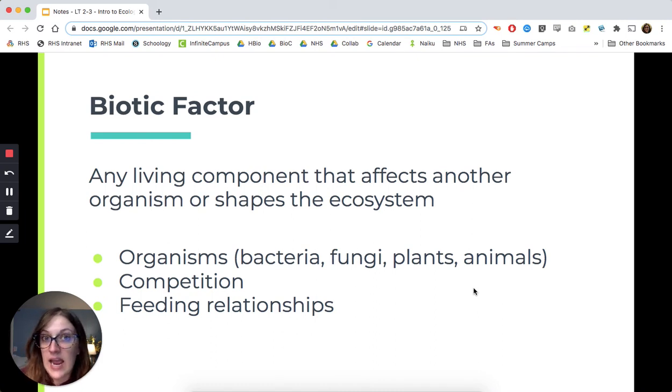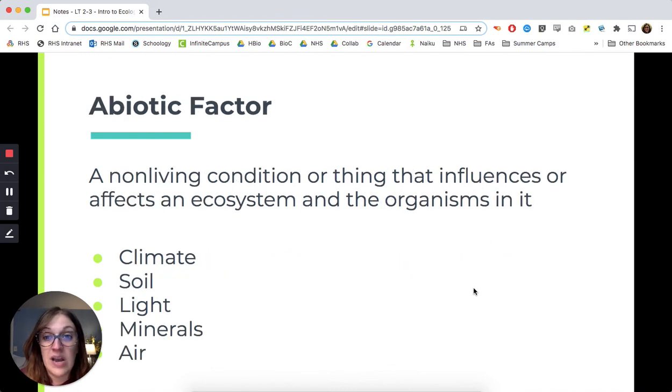If we were to add an A on front of biotic, it means not. So not living means abiotic. So abiotic is a non-living condition or thing that influences or affects an ecosystem and the organisms in it. This includes climate, soil, light, minerals, and air. These are all examples of abiotic factors.